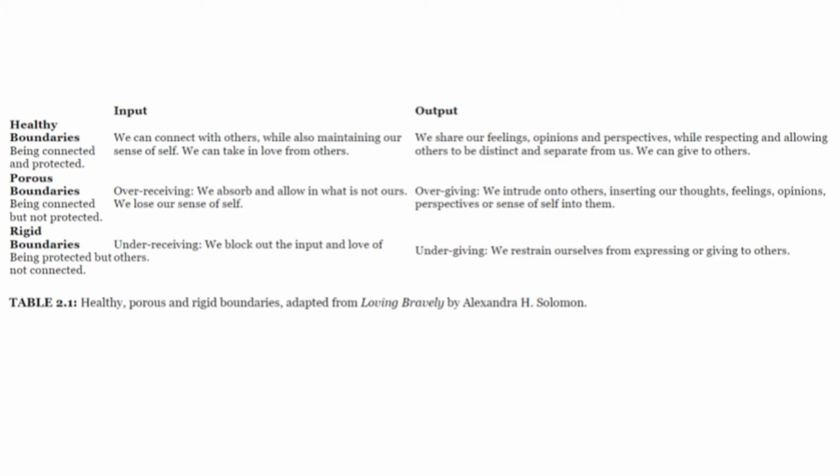And rigid boundaries. It's being protected but not connected. So that's under-receiving. We block out input and love of others. We're not going to take anything from other people. And on the output side, it's under-giving. We restrain ourselves from expressing or giving to others.